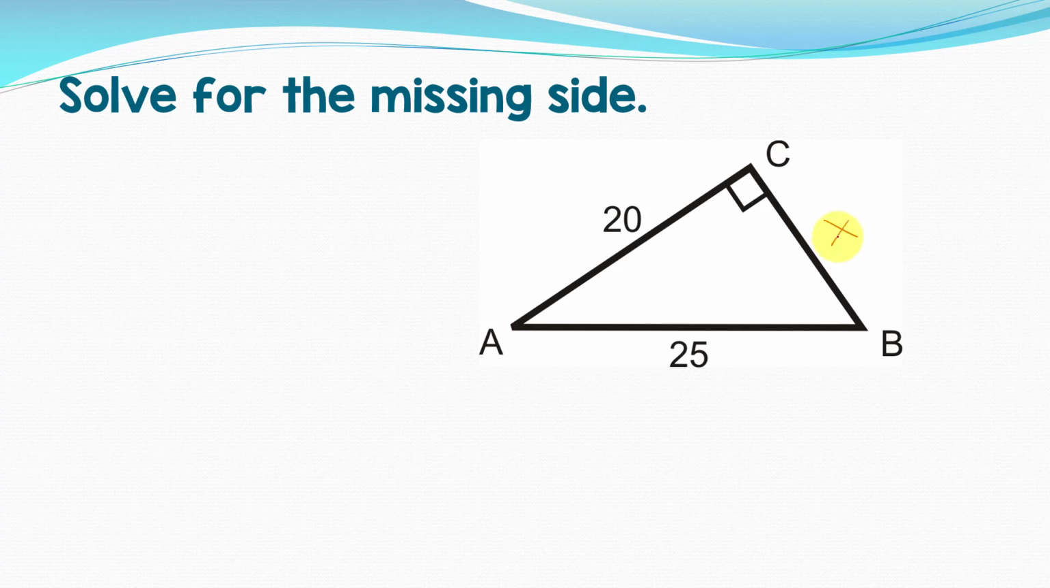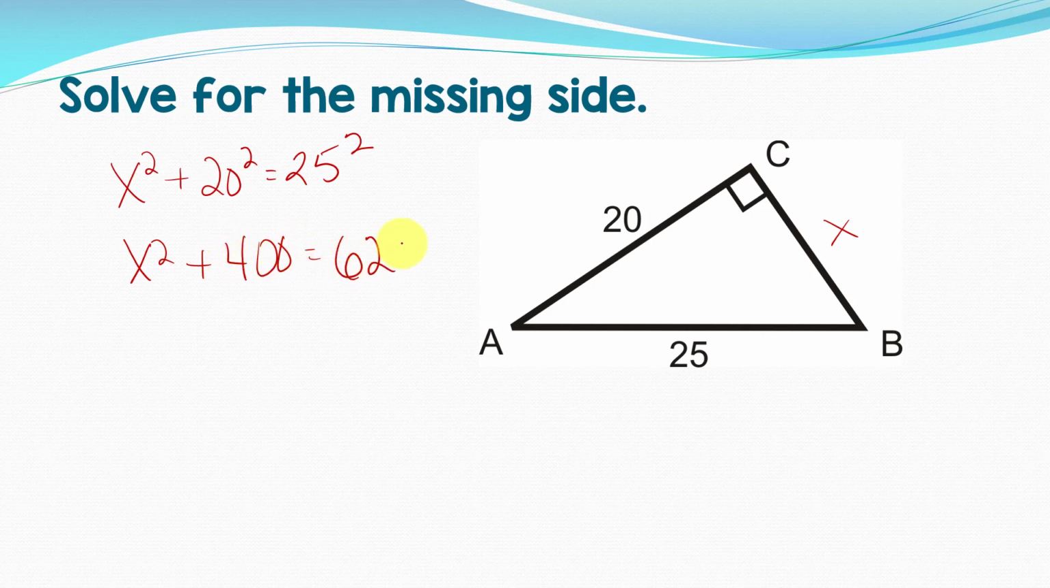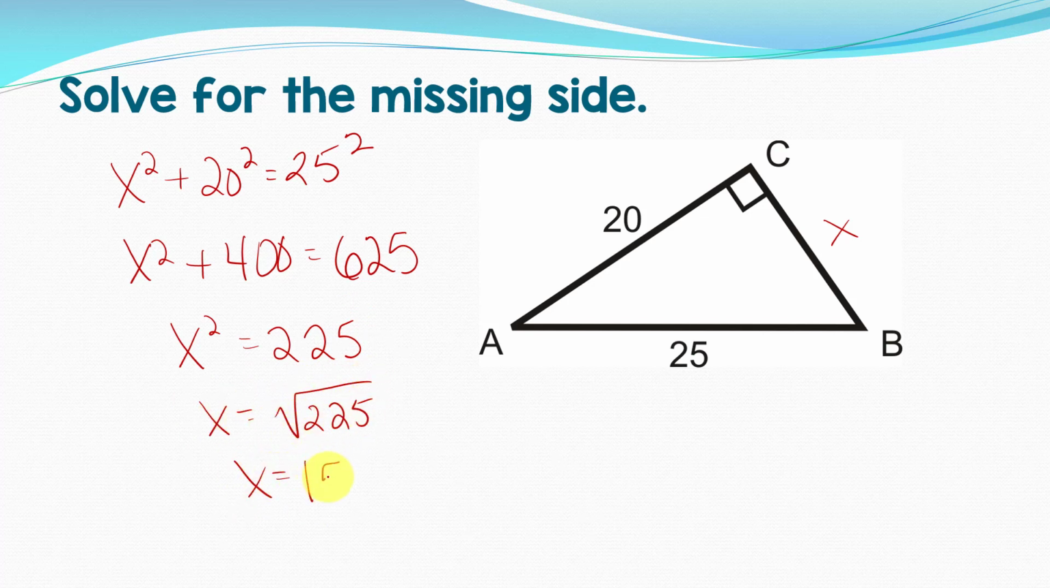We'll call this x, so a leg squared plus a leg squared is going to equal the hypotenuse squared. x squared plus 400 equals 625. Subtract 400 from both sides, and x squared is going to equal 225. x is going to equal the square root of 225. Try it in your calculator, and it did come out to be 15.